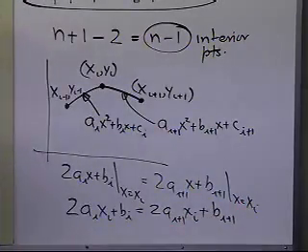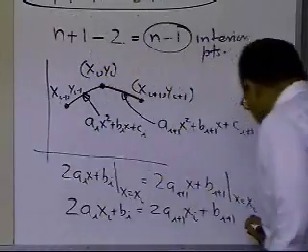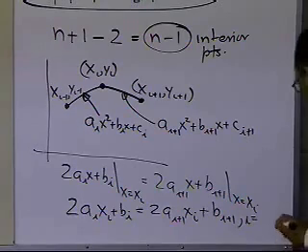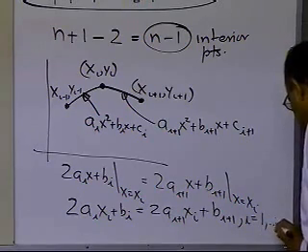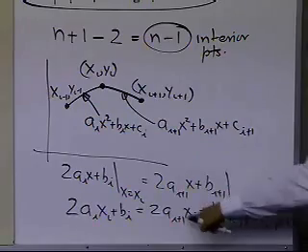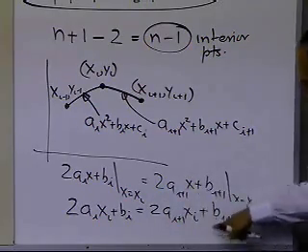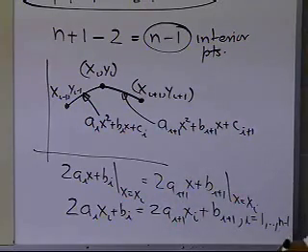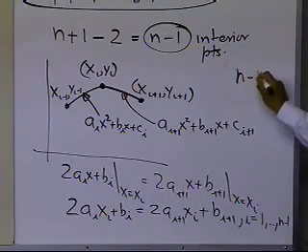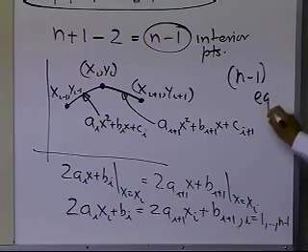And how many such equations will I have? I'll have n minus 1 equations. So i will take the values 1 to n minus 1. Of course, I have moved all this to the left hand side to set up those n minus 1 equations. So that's what we're talking about: n minus 1 interior data points. So we'll get n minus 1 equations.